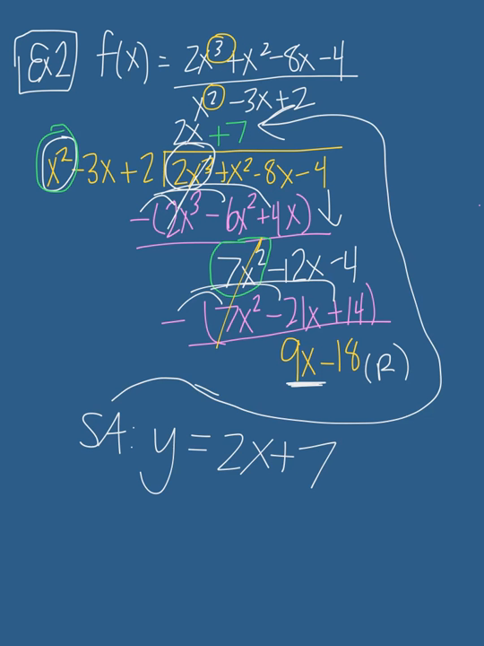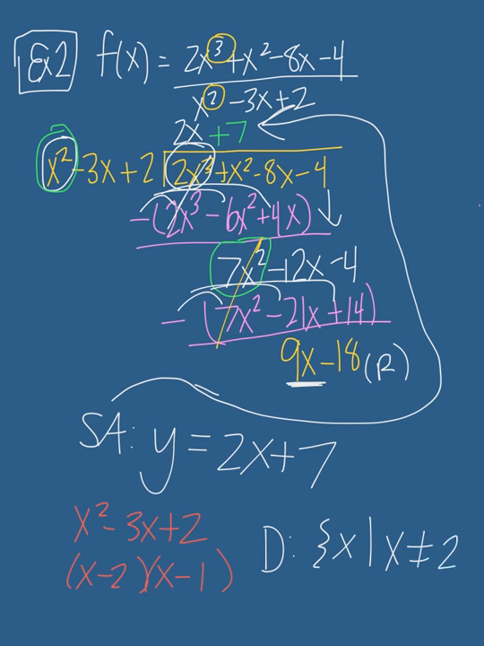Now, for every single function, the domain of a function is all real numbers unless it is undefined somewhere. So all I really care about is the denominator of the original function, because wherever this is undefined is what is going to determine my domain. So if I factor this, that's x minus 2 and x minus 1, which means that my domain is x such that x cannot be 2 and x cannot be 1.